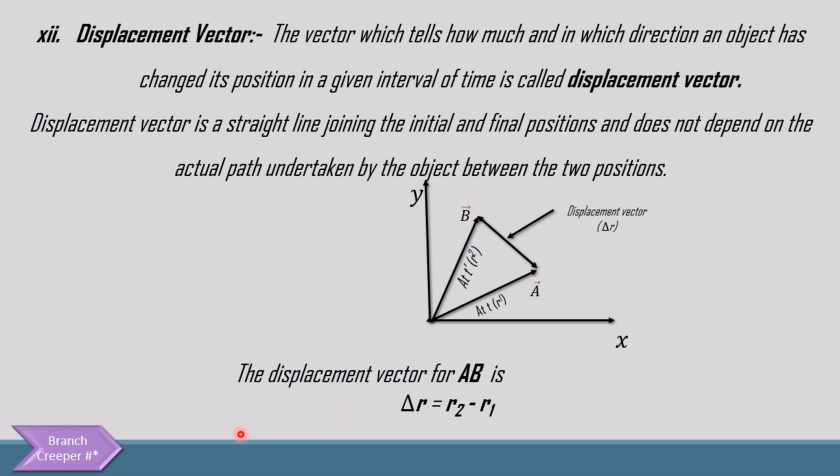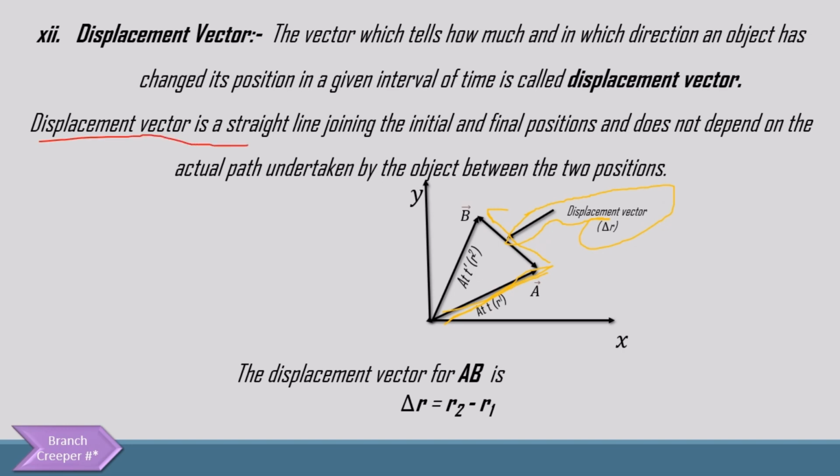Now the last topic, the displacement vector. The vector which tells how much and in which direction an object has changed its position in a given interval of time is called the displacement vector. So let's assume this was our initial position of the vector. Now it has changed to the b vector position. This displacement is called the displacement vector, and it is represented by delta r.